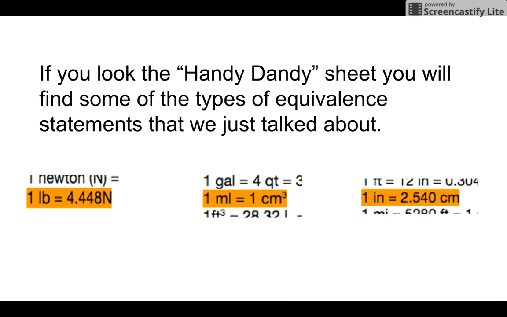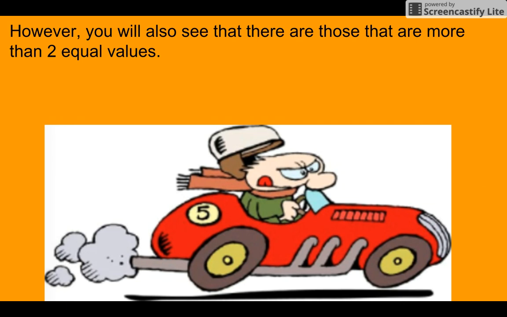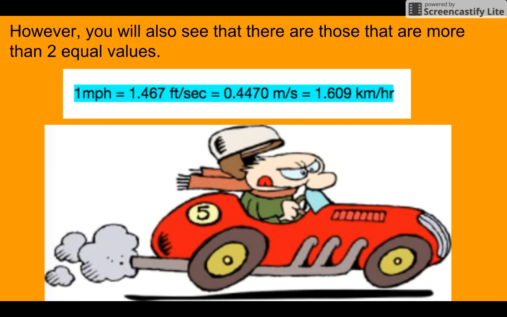Okay, so let's look at the handy dandy sheet. You will find some types of equivalence statements that we just talked about. For example, you might find 1 pound equals 4.448 Newtons, or 1 milliliter equals 1 centimeter cubed, or 1 inch equals 2.540 centimeters. So just look at your handy dandy sheet and make yourself familiar with it. However, you will also see that there are statements with more than 2 equal values. One example would be 1 mile per hour equals 1.467 feet per second, equals 0.4470 meters per second, or equals 1.609 kilometers per hour.